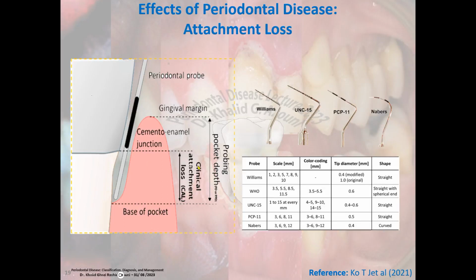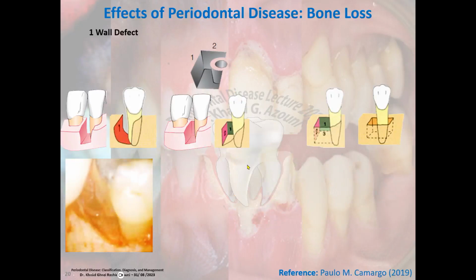So in total, clinical attachment loss is either the pocket depth minus the distance from gingival margin to the cement to enamel junction in case of gingival overgrowth, or it's the probing pocket depth plus the distance from gingival margin to the cement to enamel junction in case of recession.